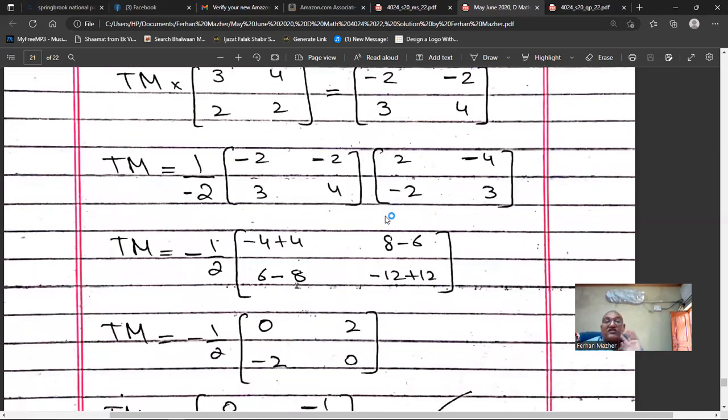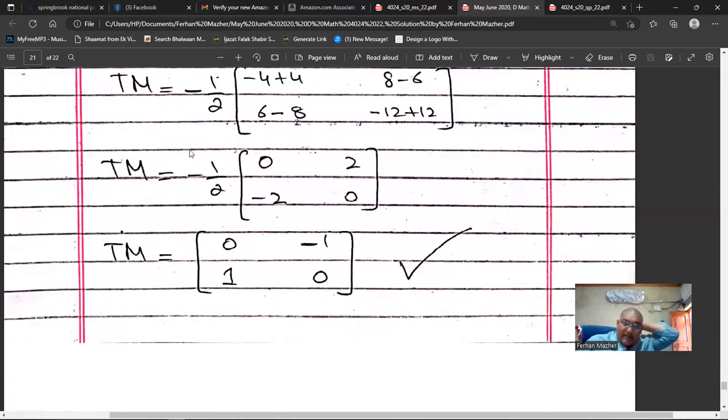I will multiply these two matrices with each other. I will take a row from here and a column from here. This first row will multiply with the first column, then this first row will multiply with the second column, and their answers are written here. So it will become minus 4 plus 4, and when you multiply this with this, you get 8 minus 6. Then this second row will multiply with these columns. This will multiply with this, you get 6 minus 8. Then this multiplied with the second column, you get minus 12 plus 12. So this is 0, 2, minus 2, and 0.